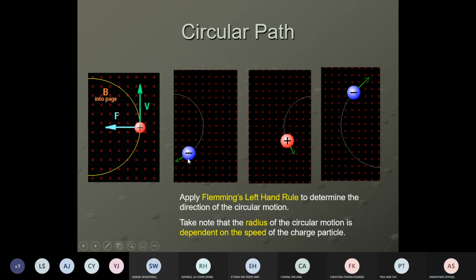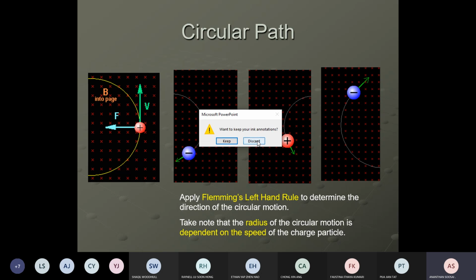You see this up here, negative, or you take the positive, the first diagram, positive charge going up. So current is upward, magnetic field is into the page, thumb must point to the left. So this is your force, okay? This is the magnetic force which contributes to the centripetal force. So you make a circular path, and the force will be towards the center of the circle.